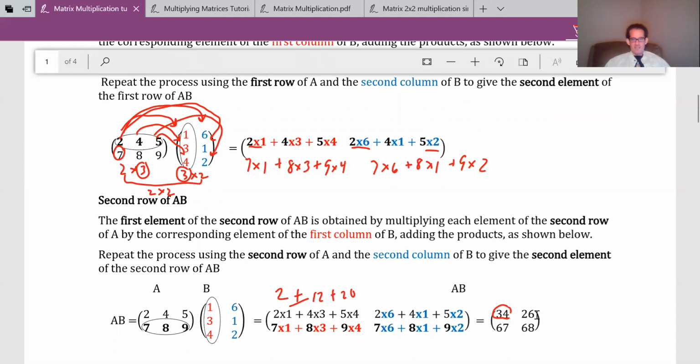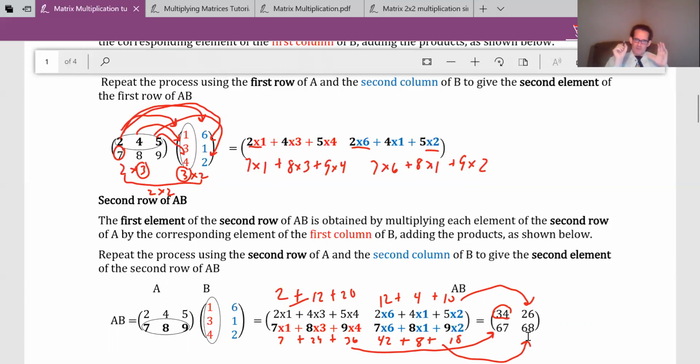Okay? And this next number, 26: 2 times 6 is 12, plus 4 times 1 is 4, plus 5 times 2 is 10. So 12 plus 4 is 16, plus 10. That's where they get this 26 right here. And then they simplify the next row. 7 times 1 is 7, 8 times 3 is 24, 9 times 4 is 36. They're adding those 3 numbers, and that's how they get this 67 right here. 7 times 6 is 42, 8 times 1 is 8, 9 times 2 is 18. They're adding these 3 numbers, and that's how they get this 68 right here.